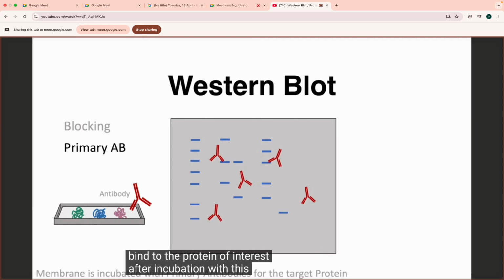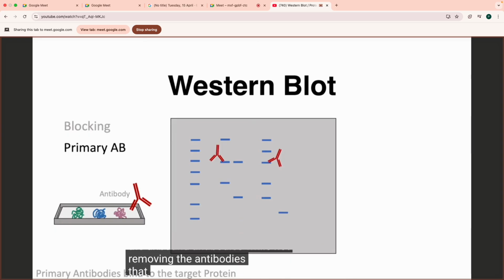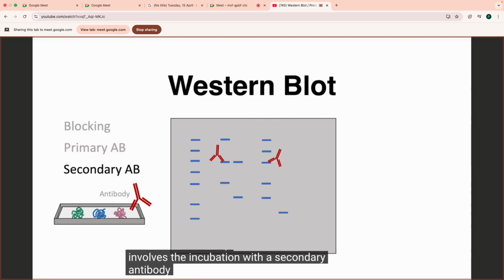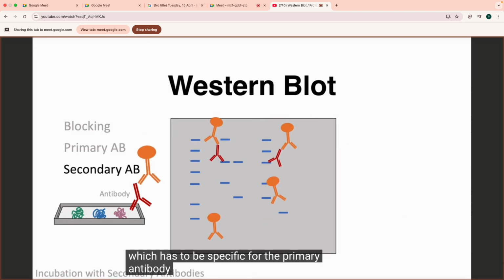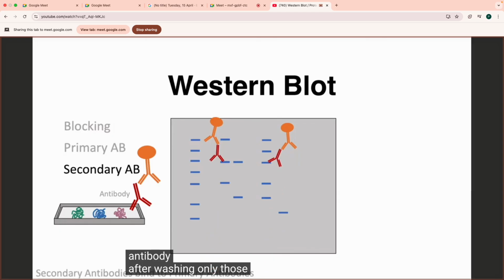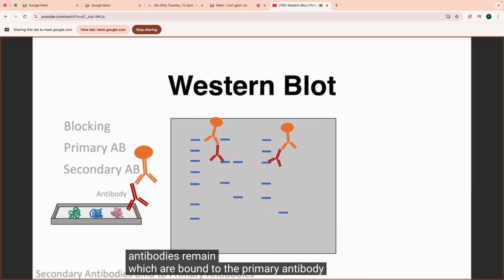After incubation with this primary antibody, a washing step will wash away the unbound antibodies while not removing the antibodies that are bound to the protein of interest. The next step involves the incubation with a secondary antibody, which has to be specific for the primary antibody. After washing, only those secondary antibodies remain which are bound to the primary antibody.